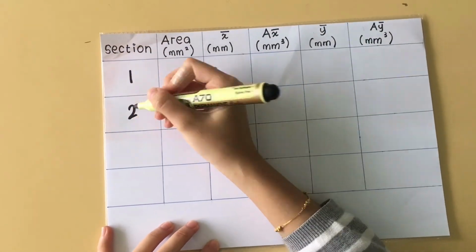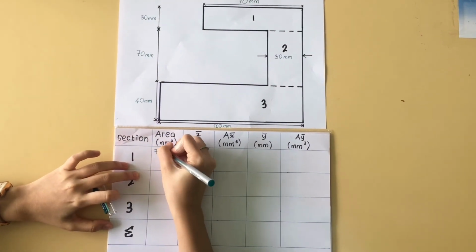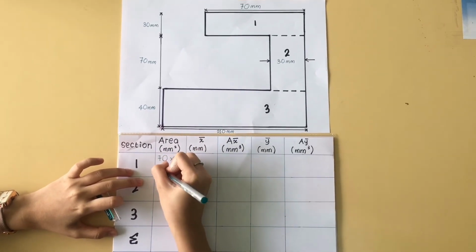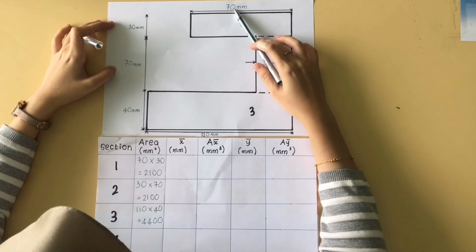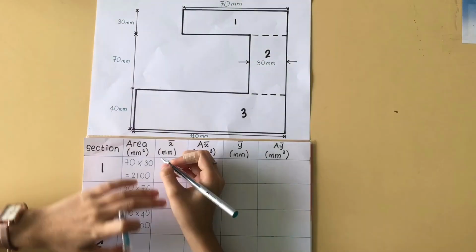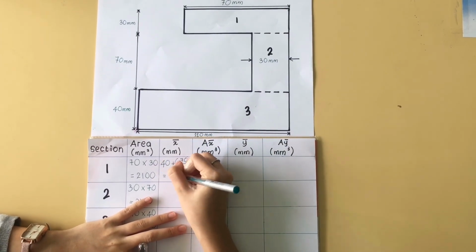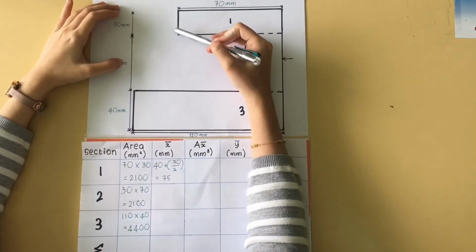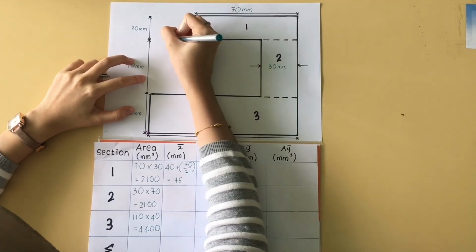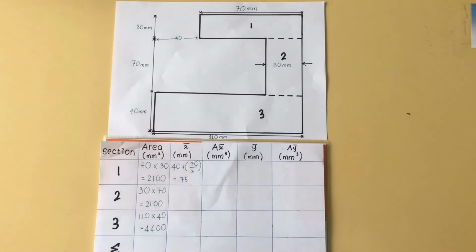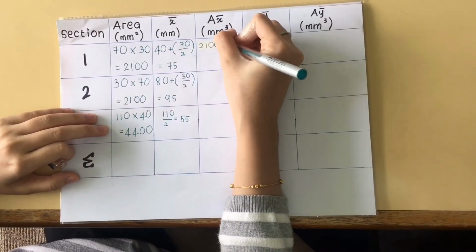Next, we are going to include everything in one table, so it will be more neat and easy for us to find the answers. So the first step is we are going to find the area for every section. Next, we are going to find X bar. Next is we are going to find AX bar, which is area times X bar.